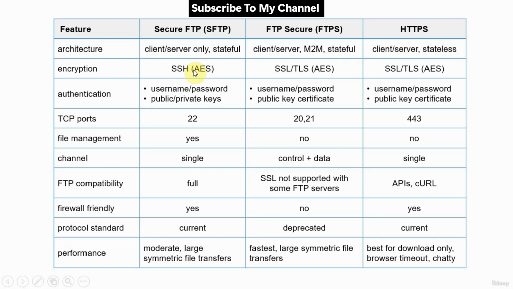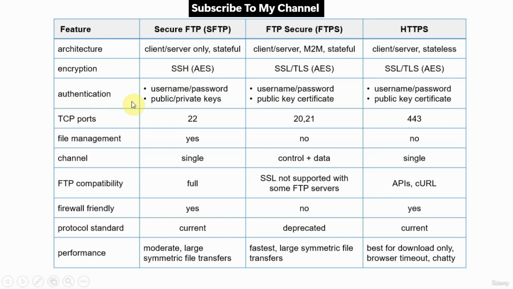So for the encryption here, SSH uses AES, and that's just called an encryption cipher. It's quite good. SSL/TLS is used by FTP Secure. So this really does encryption based on TLS. And TLS will use AES. And HTTPS is also TLS. So really the difference there is that Secure FTP will use SSH for its encryption facility.